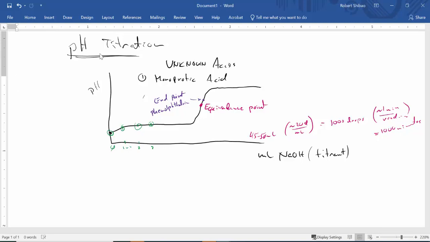You'll notice the pH start to rise. As the pH starts to rise, slow down. We're going to go to half a milliliter or even drop by drop. When you're near the equivalence point, you need to go drop by drop. And so in this range, we should go drop by drop.